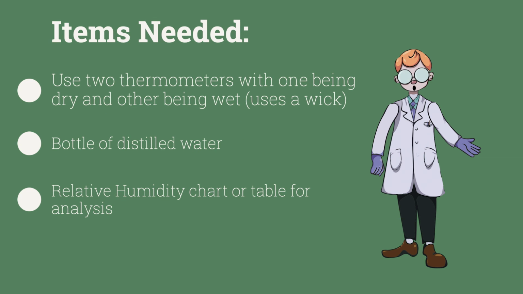Here are items that you will need for this experiment. You will need to use two thermometers, with one being dry and the other being wet and used as a wick. You will need a bottle of distilled water, and you will also need a relative humidity chart or table in order to analyze your results during the experiment.